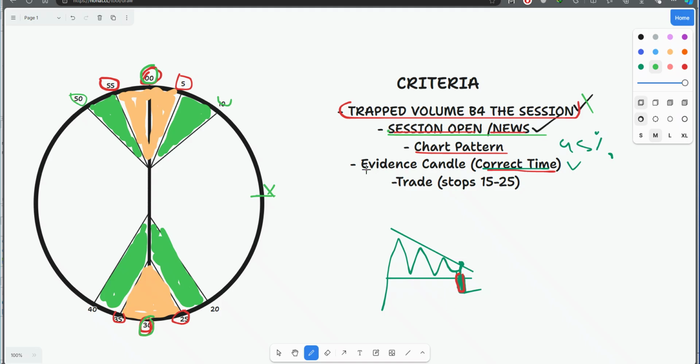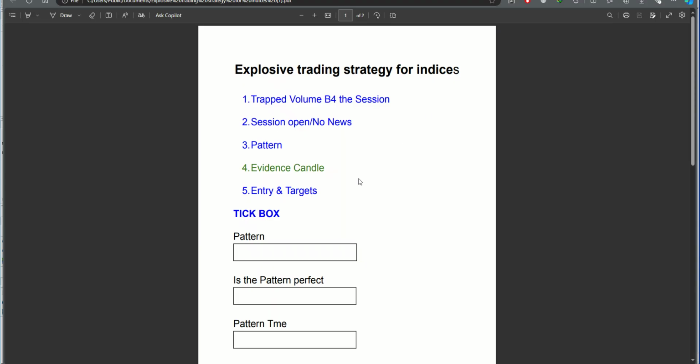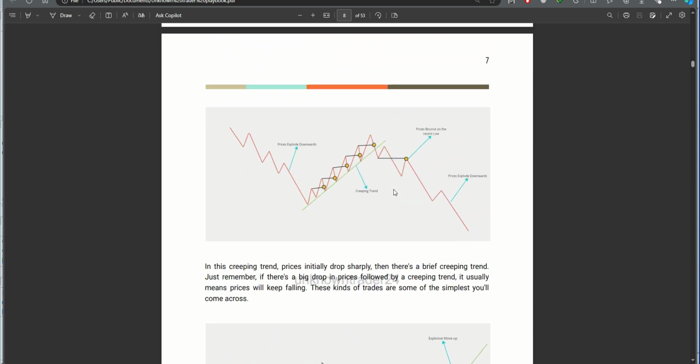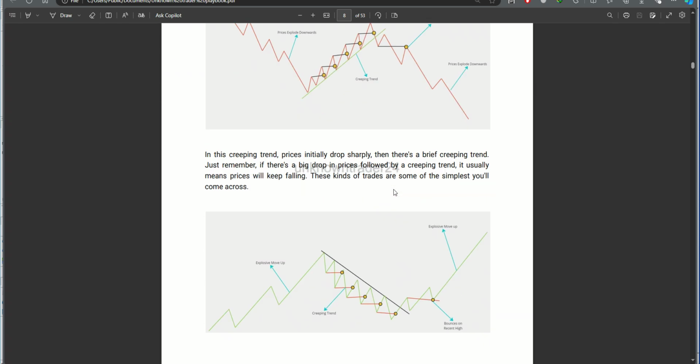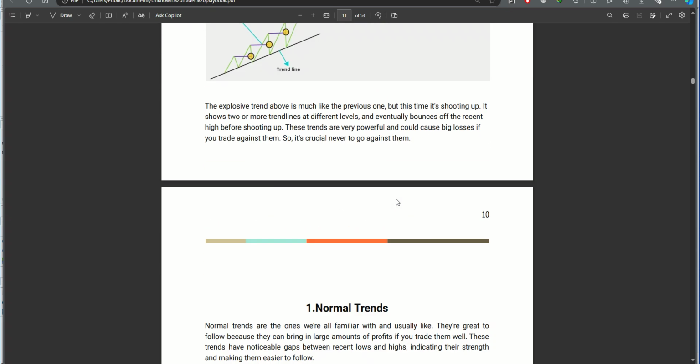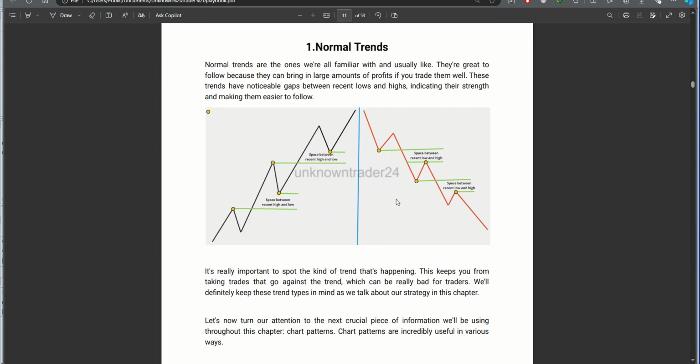The next step is to find a chart pattern. I have a lot of chart patterns that I've shared with you. This is the playbook that I wrote, where I summarized everything. If you look into this playbook, I have given you a lot of chart patterns. I've given you a lot of trends. There are a lot of things here.